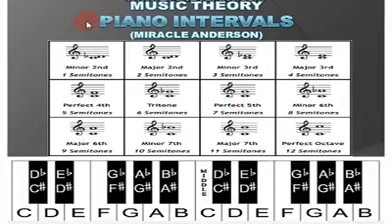Let's start from the first one. The first interval is the minor second, and this interval is the smallest interval in music. It has one semitone. What is a semitone? It's just one note.